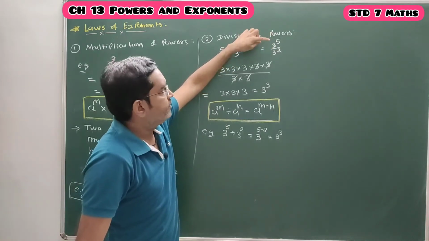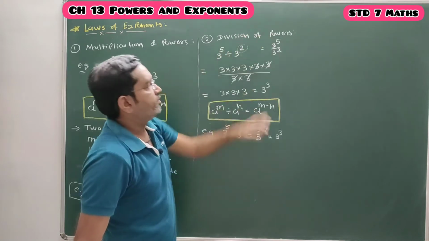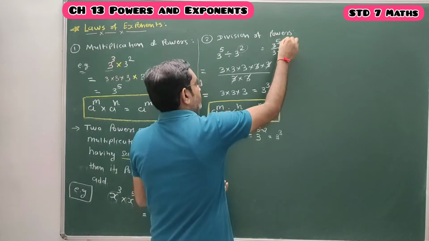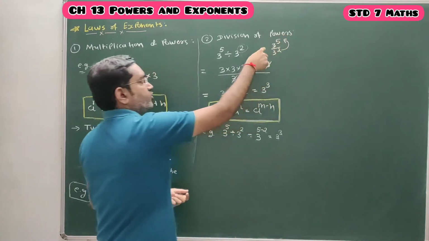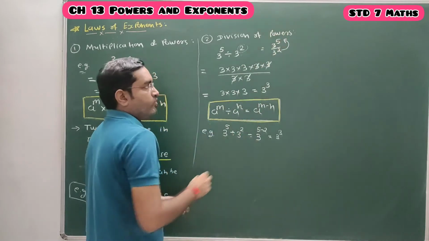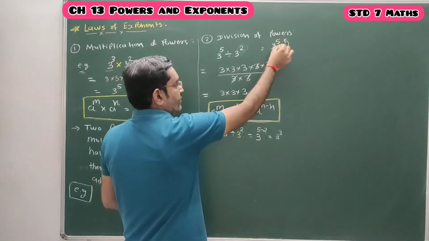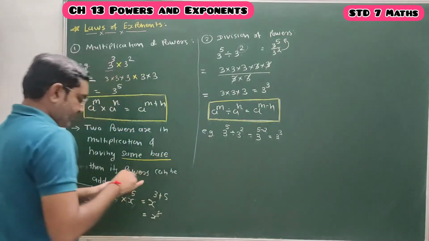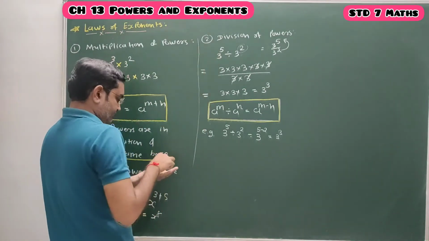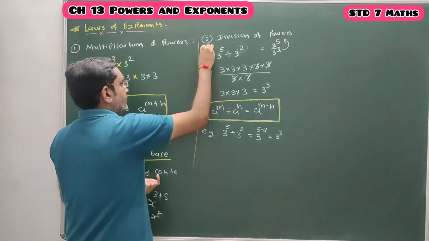The larger power is the power of the numerator. So here we have to perform subtraction of the power in the numerator. Where did we do the subtraction? 3 raised to 5 minus 2. We did the subtraction in the power of the numerator, because here the power of the numerator is greater than the power of the denominator. For example, this is case 1, this is case 1.